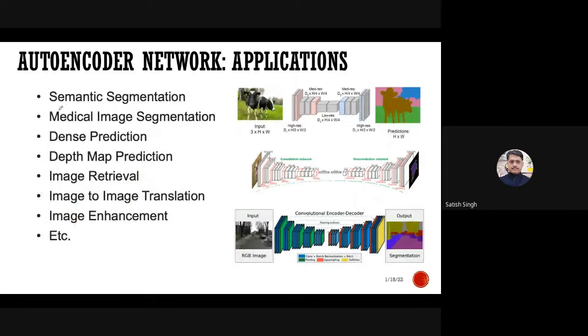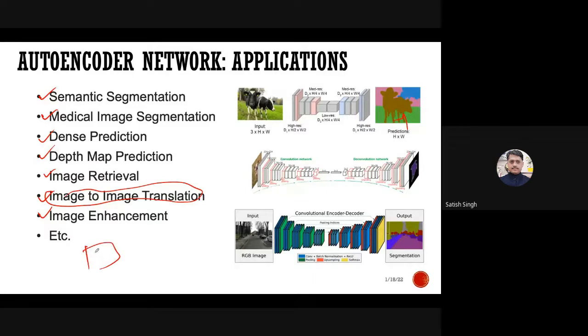And what are the applications? Semantic segmentation. Suppose we need to segregate the objects here. So here you can segregate, semantic segmentation, medical image segmentation, dense prediction, depth map prediction, image retrieval, image to image translation is also possible, image enhancement. What is the image to image translation application nowadays?